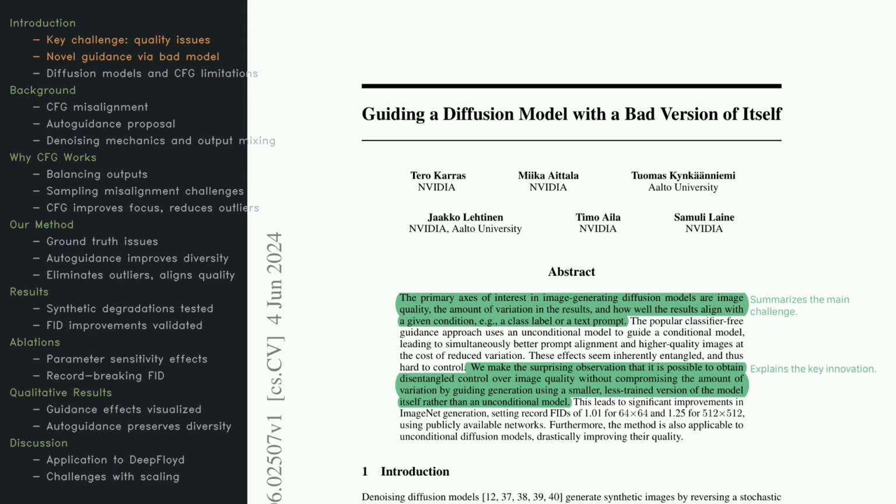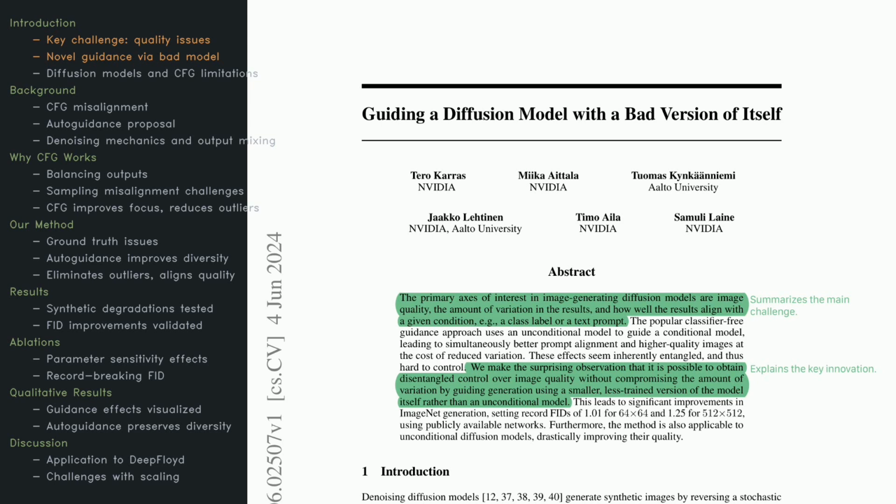Hello everyone, and welcome to our deep dive into guiding a diffusion model with a bad version of itself. If you look at the abstract on this page, you'll see the authors pointing out a big challenge in diffusion models for image generation. We often want high-quality images that match a prompt, like a class label or text description, while also preserving variety in the outputs.